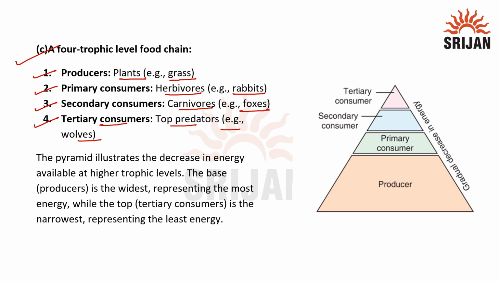Here we have an image of ecological pyramid of energy which illustrates that energy keeps on decreasing as we move to the higher trophic level. The base, made up of producers, is the widest, representing the most amount of energy, while the top, or the tertiary consumer, is the narrowest part, representing the least amount of energy.